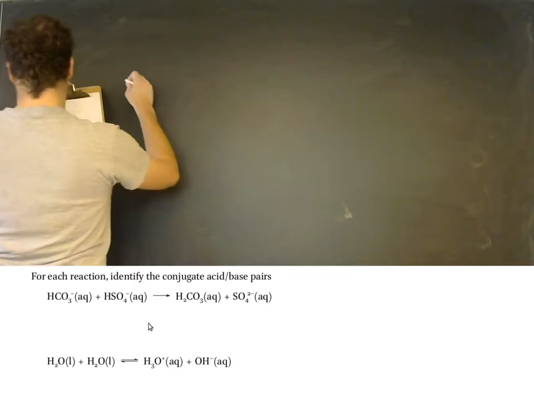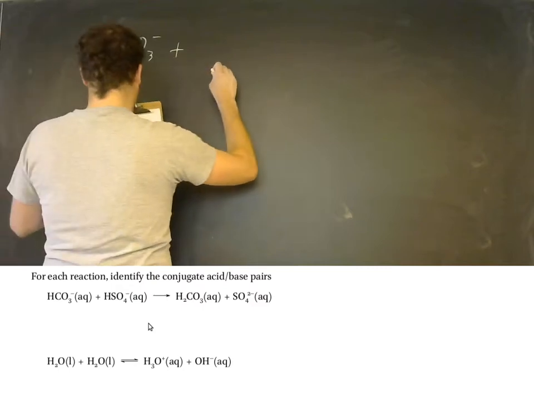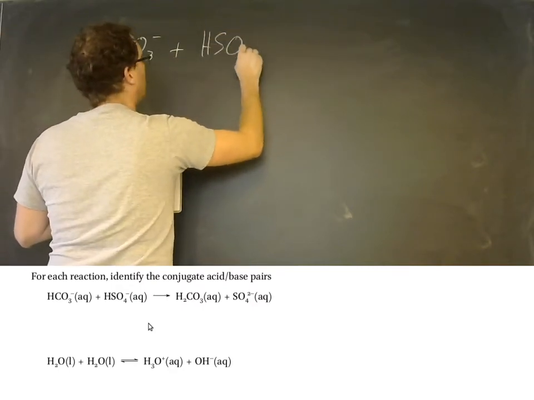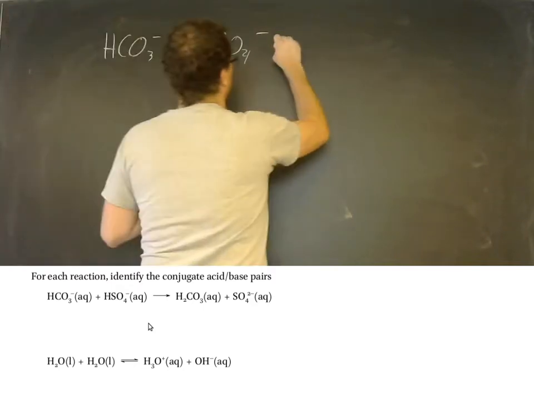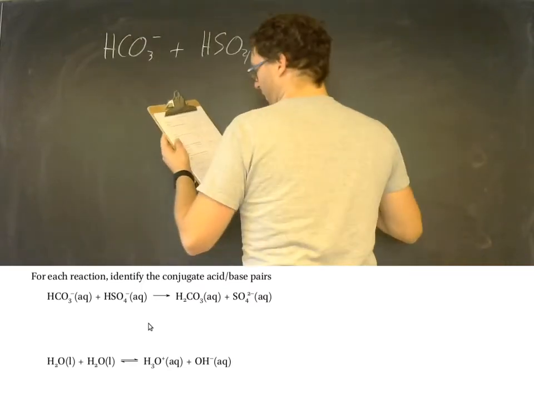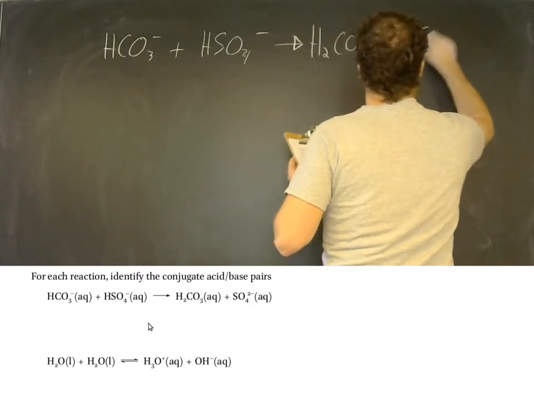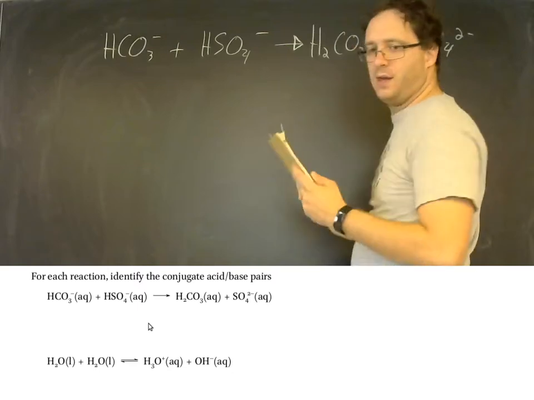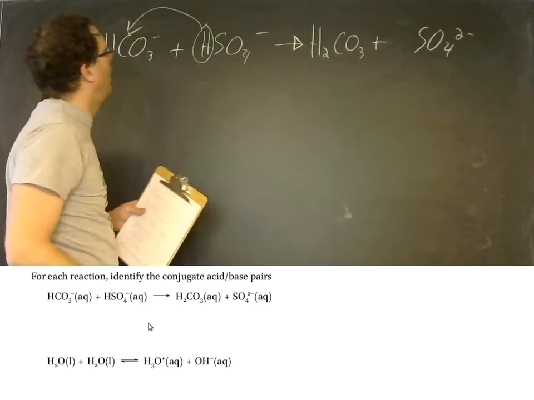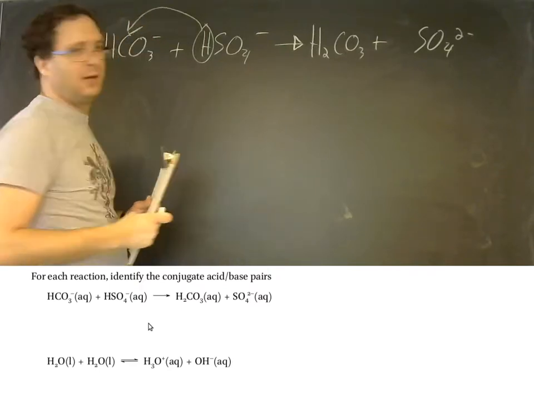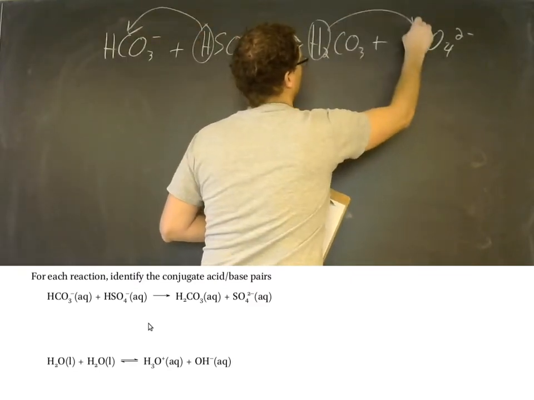We have HCO3 minus plus HSO4 minus. This is an example where it would be difficult to predict the products, but thankfully we were given products. We have H2CO3 plus SO4 2 minus. Okay, so moving in the forward direction, what happened? It looks like the hydrogen sulfate donated a proton to the bicarbonate. And in the reverse direction, it looks like carbonic acid donated to the sulfate ion.